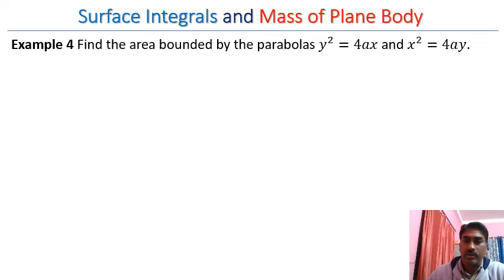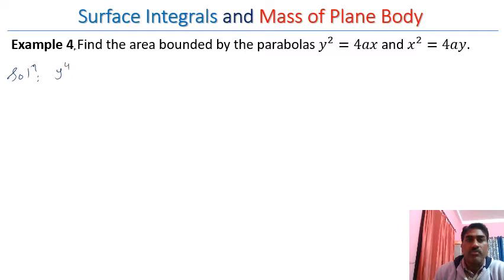So this is our integral. So let us take our next example. Find the area bounded by the parabolas y square is equal to 4ax and x square is equal to 4ay. The very first thing that you should do here is find the point of intersection. So you can easily find points of intersection.